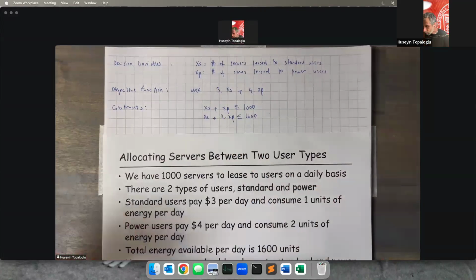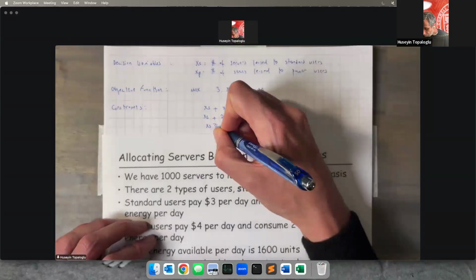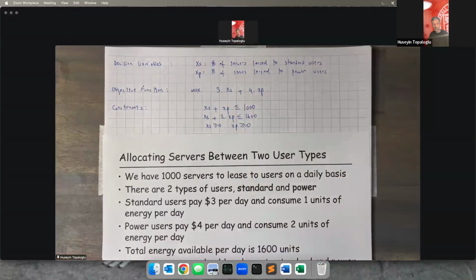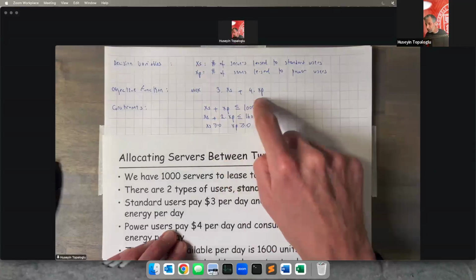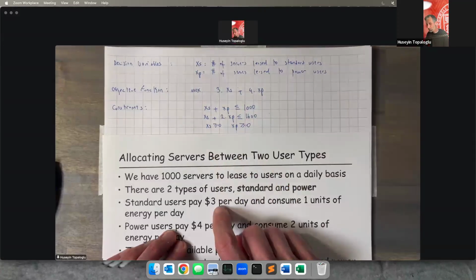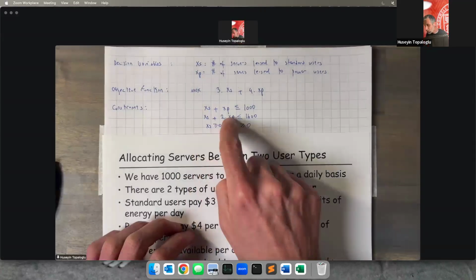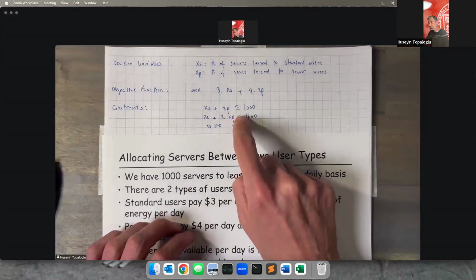And also we want the number of servers that we lease to power users and the standard users to be non-negative. That's another constraint, a non-negative constraint on our decision variables. Okay, so then we more or less specified our optimization problem. We identified our decision variables, and then we wrote our objective function as a function of our decision variables. And then we listed a list of constraints that limit our actions, again, only as a function of our decision variables, okay? Good.